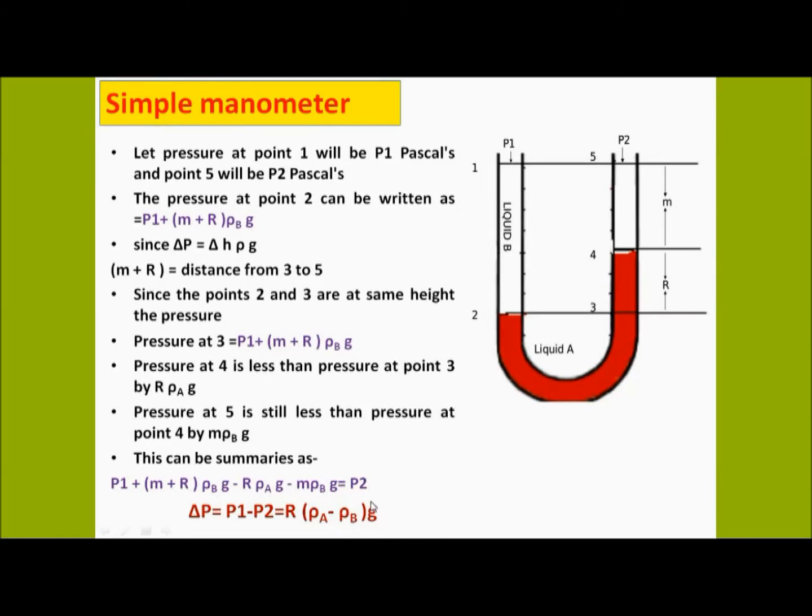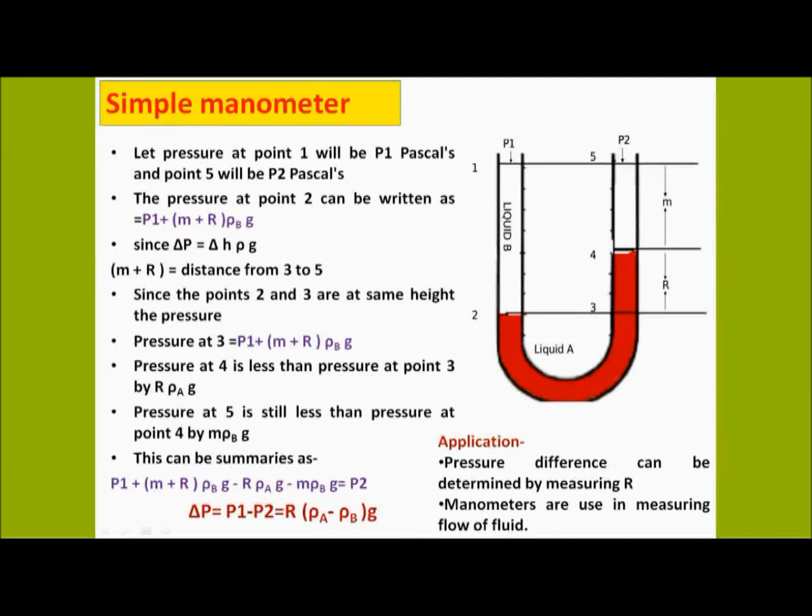Rho A minus rho B into g. Thus, the application of the simple manometer is simply to find the pressure differences, which is determined by measuring R. Moreover, manometers are used in measuring the flow of fluid. The next type of manometer is the differential manometer.